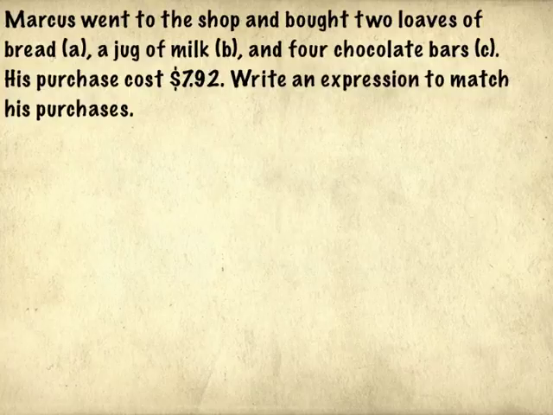So the first thing I'm going to do is notice that the loaves of bread are A, the jug of milk is B, and the chocolate bars are C. He bought them, so I'm going to use addition to express it, and the answer is going to be $7.92.